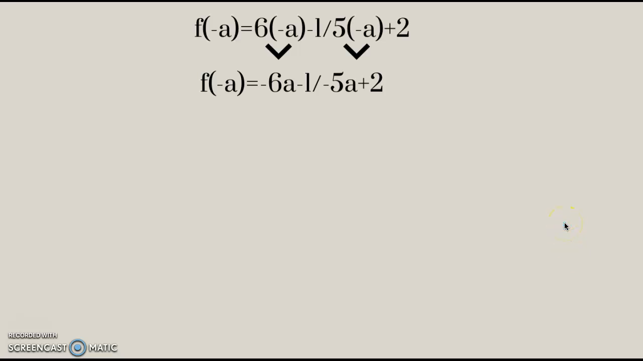For the final equation, I plugged in -a, which then gives me f(-a) = (6(-a) - 1)/(5(-a) + 2). And you cannot simplify this equation any further, so the final answer would be f(-a) = (-6a - 1)/(-5a + 2).